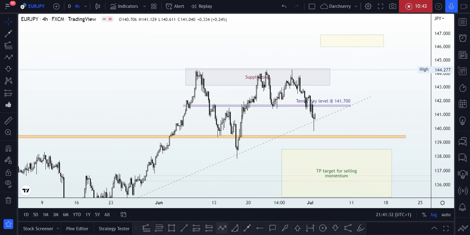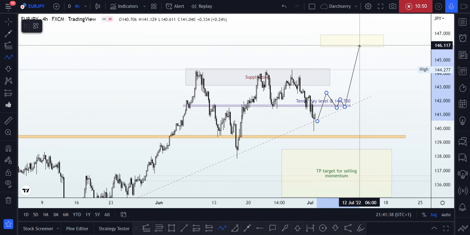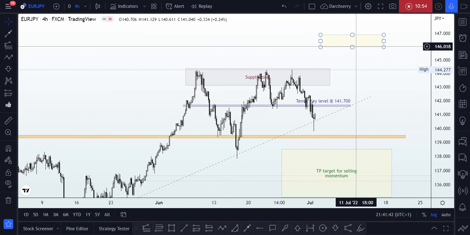And if price continues to rally right above this temporary key level at the 141.700 area, we want to be looking for bullish potential from this point. So this is my scenario here. I would like to pause the video at this point and let us see how price is going to play out in the early hours of the week, after which I will be doing an update in that regard.